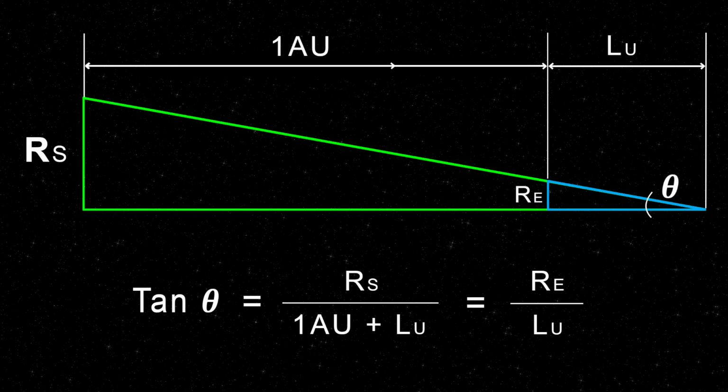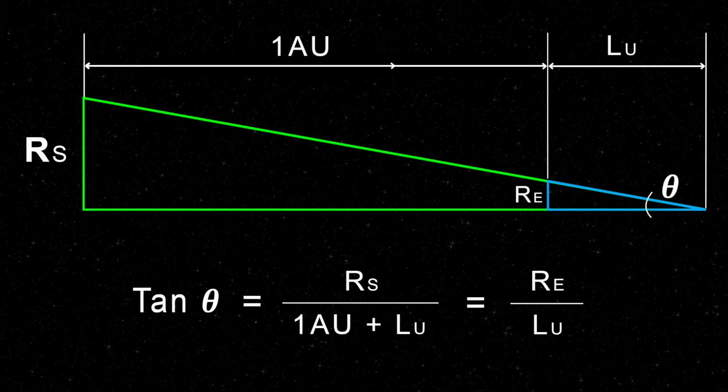The tangent of the angle theta is found by dividing the length of the opposite side by the length of the adjacent side to the angle. That means for the big green triangle, we divide the radius of the sun, or r sub s, by the length of the horizontal side, which is 1 AU plus L sub u. For the smaller blue triangle, we divide the radius of the Earth, or r sub e, by the length of the horizontal side, which is the length of the umbra, labeled L sub u.